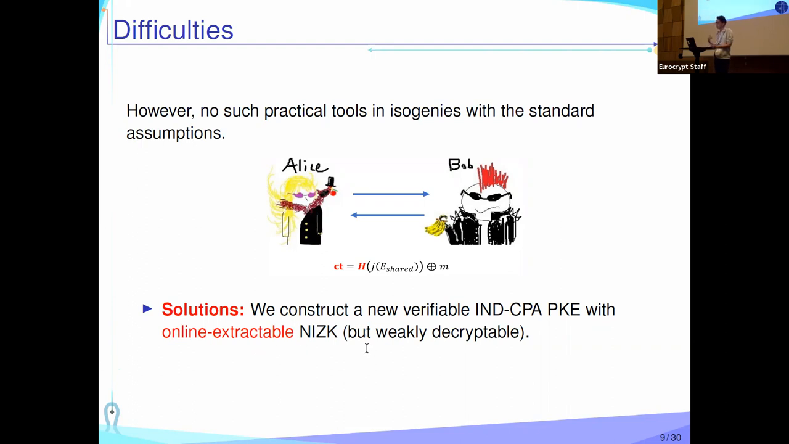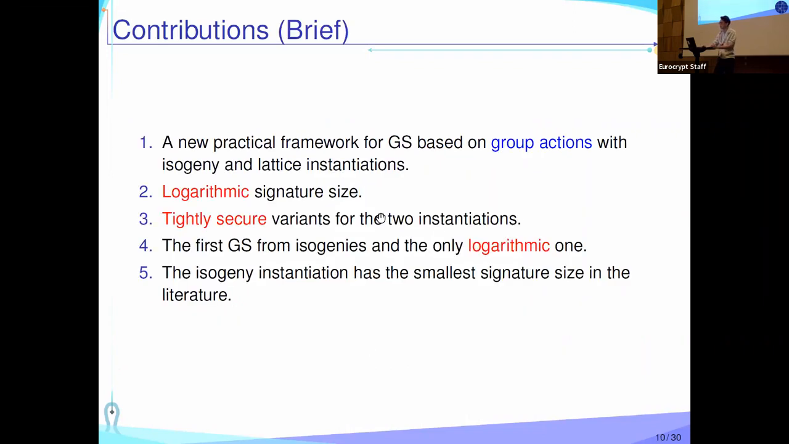But our PKE here is weakly decryptable, which means that the message space of our PKE should be small, like polynomial size in lambda, but it is good enough to give us the following contribution.